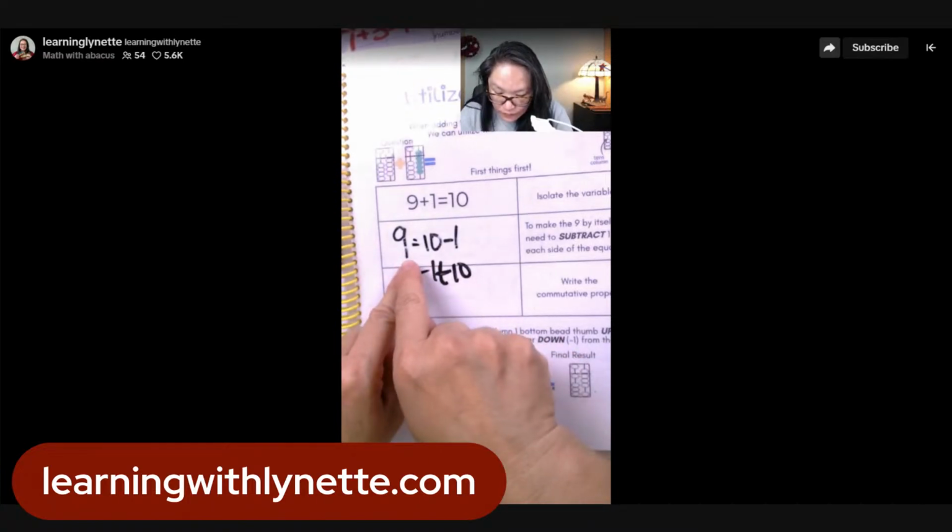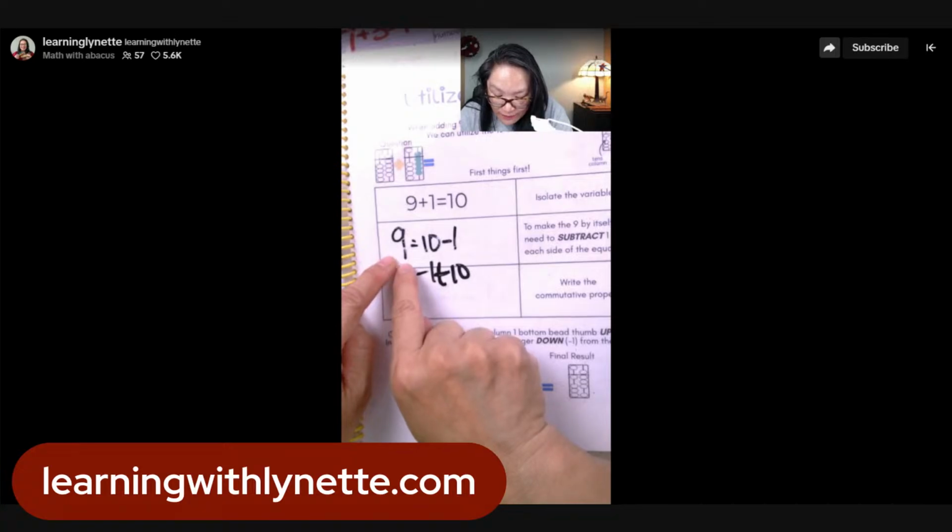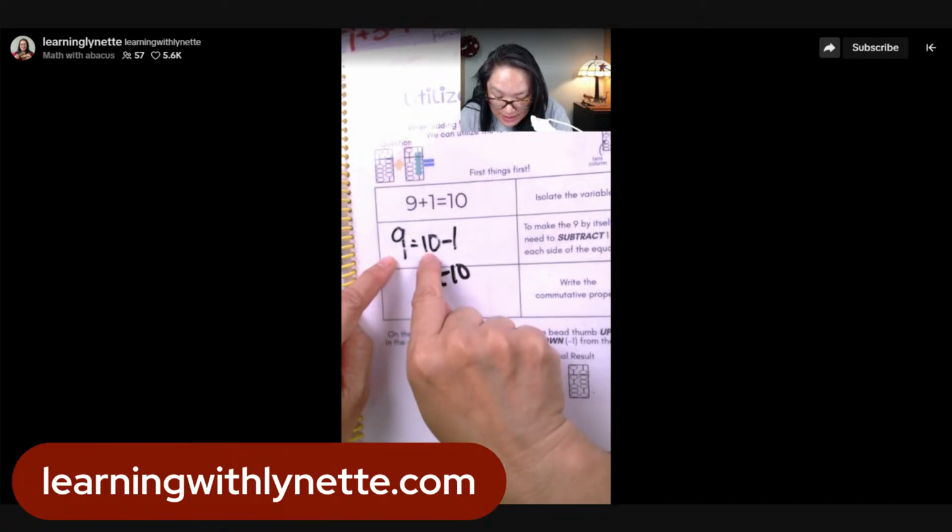We're going to isolate the variable. 9 is my variable. We're going to do plus the 10 minus the 1. Why are we doing that? Right here. The question is right here.